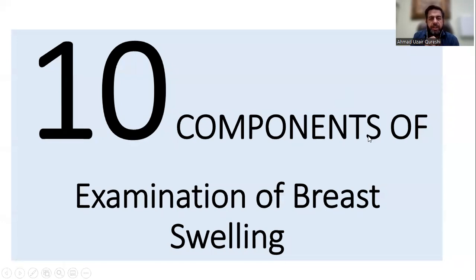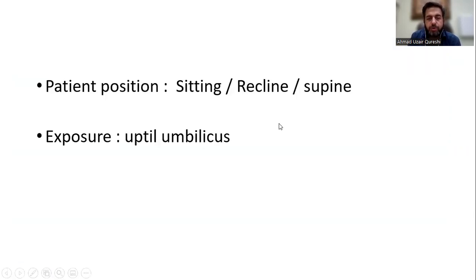Always remember, when you get the command saying examination of the breast, this means you need to do 10 things while examining: 10 things for inspection, 10 things for palpation, and then we'll move on. How about the position setting? You can examine the patient according to your protocol. It can be a sitting position with the breast lump away from the body, a semi-reclined position, or a supine position.